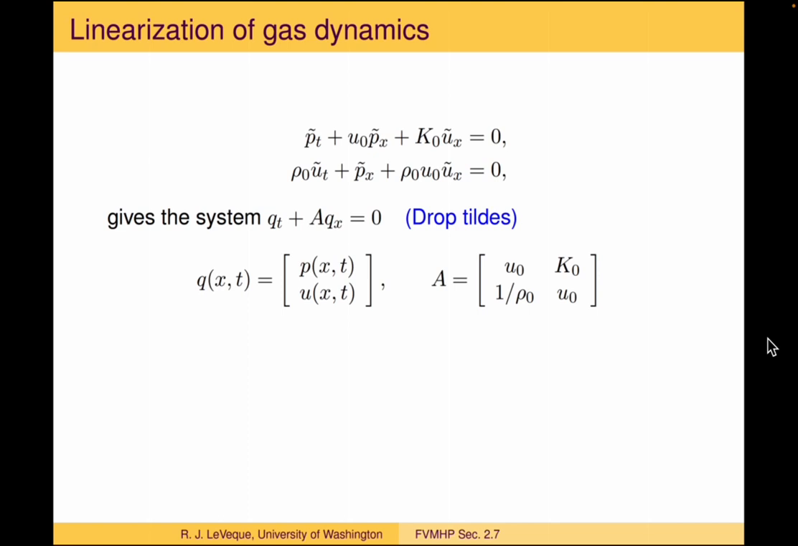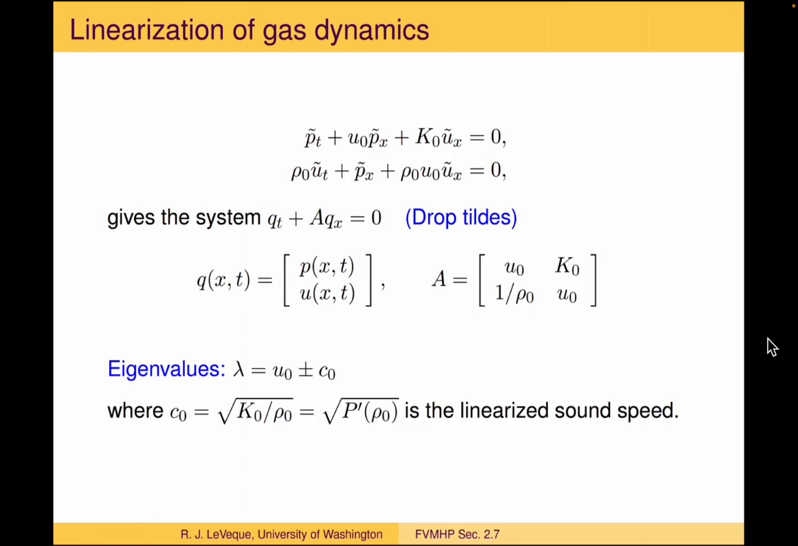So here they are written again, or written as a system, and here I've dropped the tildes. Now that we've sort of done the linearization, I'll look at P and U as being the pressure perturbation and the velocity perturbation in the acoustics equations. But it's important to remember that these are perturbations around the constant state, some constant pressure and some constant velocity that we're linearizing about.